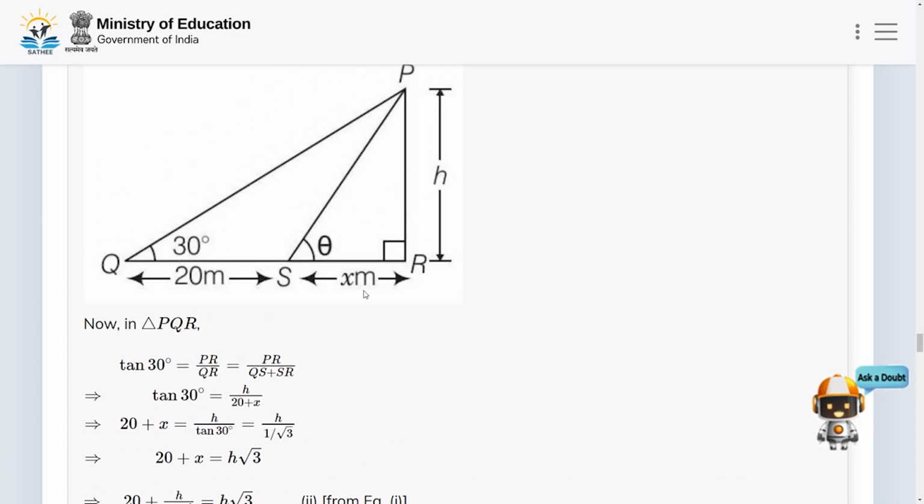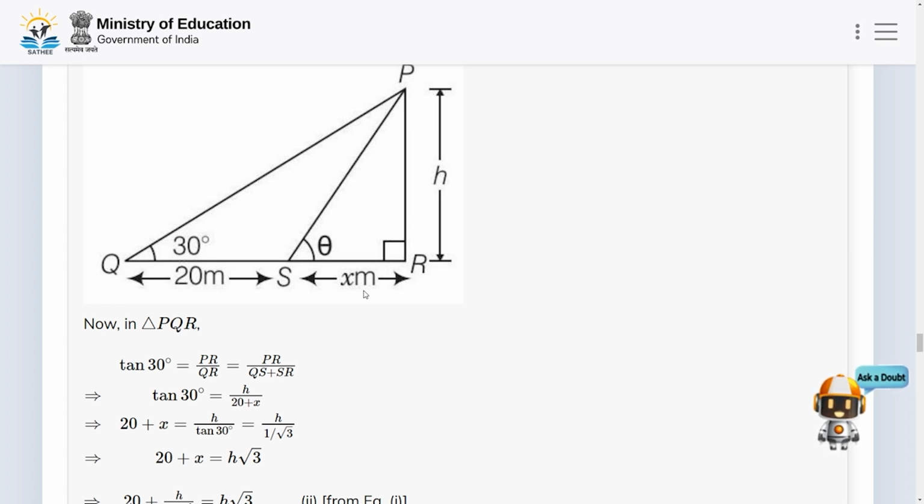Now from this triangle PQR, this is also a right angle triangle, since angle R is 90 degrees. In triangle PQR, tan 30 degrees is equal to PR divided by QR, and this is equal to PR by QR plus QS plus SR. It implies tan 30 degrees is equal to h by 20 plus x, and it implies 20 plus x is equal to h by tan 30 degrees.